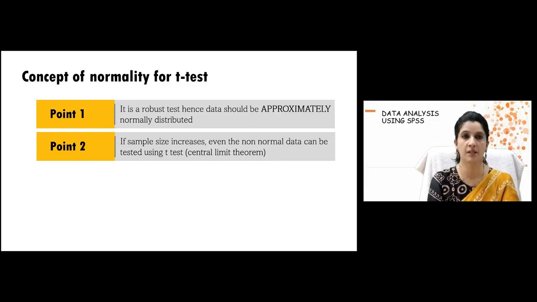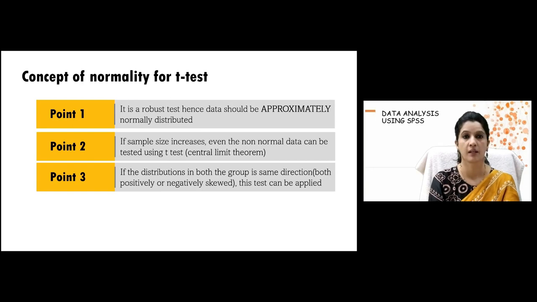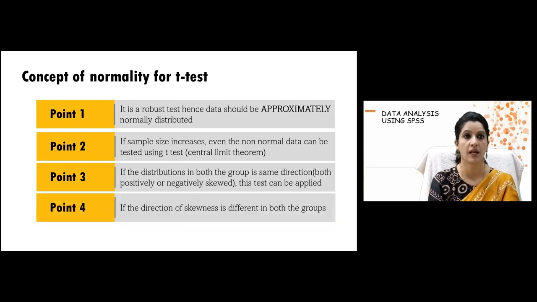That is the central limit theorem, which says that the distribution of means tends to accumulate in the center. And if the distribution in both groups is the same, like both positively or negatively skewed, then also this test can be applied. And if the direction of skewness is different in the two groups, then we should not apply this test and we should go with the non-parametric analog, that is the Mann-Whitney U test.